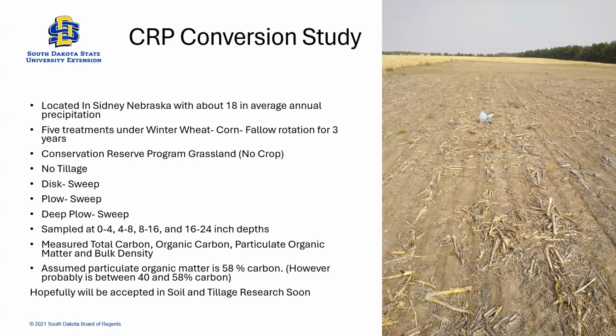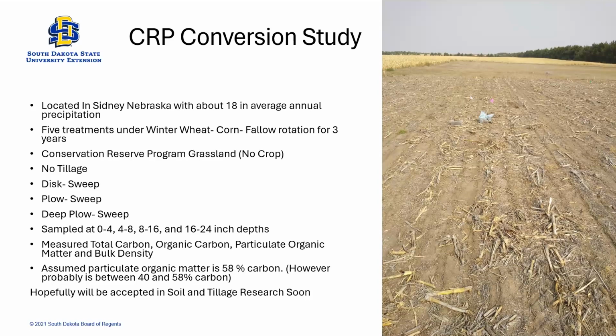Here's a study that I conducted in the state south of here, in Sidney, Nebraska. It's a similar climate as farming in southwest South Dakota, so it's very dry. The rotation they're using here is winter wheat, corn, fallow. They took land that was enrolled in CRP and converted it to 4 different tillage practices. After one rotation cycle, it was planted to winter wheat when we sampled it, so it was 3 years after it was taken out of CRP.